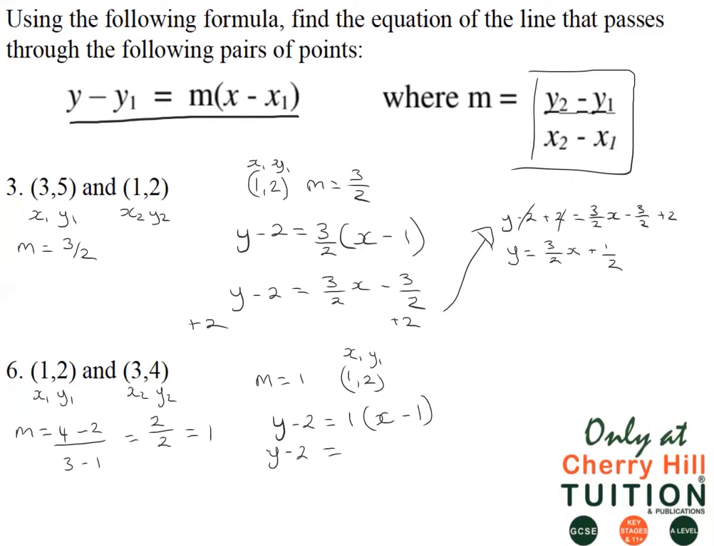So y minus 2 is equal to x minus 1. We can add 2 on both sides, leaving us with y minus 2 plus 2 is equal to x minus 1 plus 2. And the 2's cancel out, leaving us with y is equal to x plus 1. And that's our equation of our line.